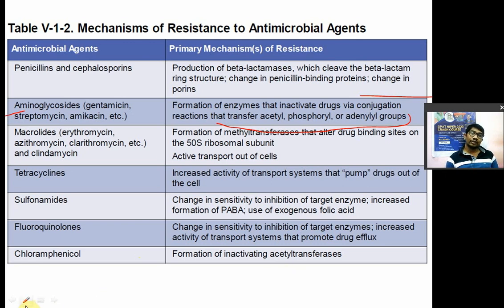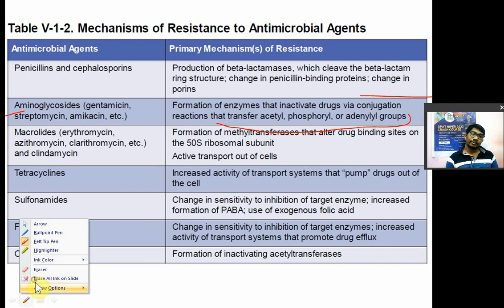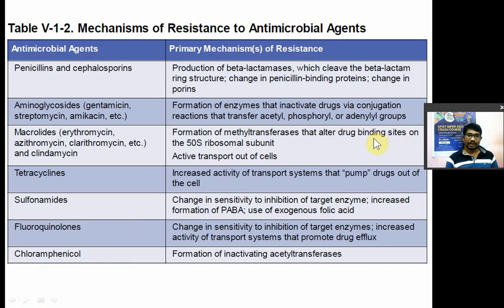Now how will bacteria develop a resistance to the macrolide antibiotics? The question comes on mechanism of resistance. Macrolide antibiotics like azithromycin, erythromycin, clarithromycin, and clindamycin, which is known as a lincosamide or lincomycin. So bacteria will develop a resistance to these macrolides and lincomycins by forming one enzyme known as a methyl transferase that alters the drug binding site on the 50S ribosomal subunit, and also develops an active transport that takes drugs out of the cell.